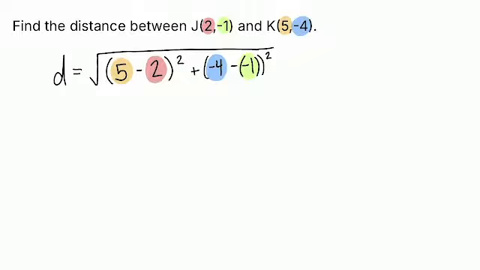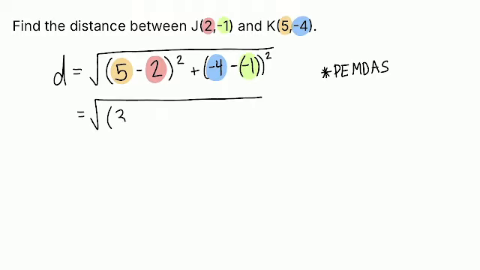Once I have all of my values filled into my formula, I'm going to simplify it using order of operations. Remember, my order of operations is PEMDAS. So I'm going to start with what's in the parentheses. So the square root of, and I'm going to simplify what's inside each set of parentheses. So 5 minus 2 is 3. This gives me 3 squared plus. Then I'm going to simplify the next set of parentheses. -4 minus -1. That's the same thing as -4 plus 1, which is -3. So I get -3 squared.